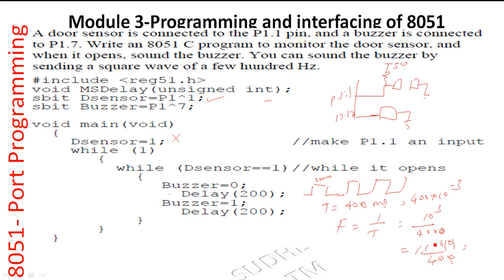10 by 4 hertz, only a very low frequency actually, but the question mentions a few hundred hertz. So we just decrease the time period to 100, so the frequency will increase. Whatever the frequency, we will get that sound from our buzzer. So that is our simple program.